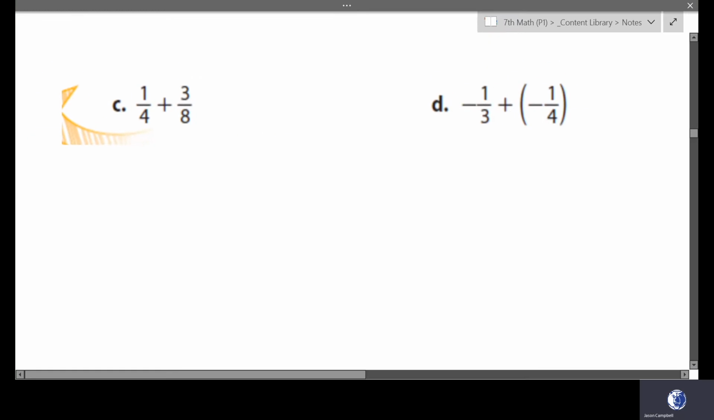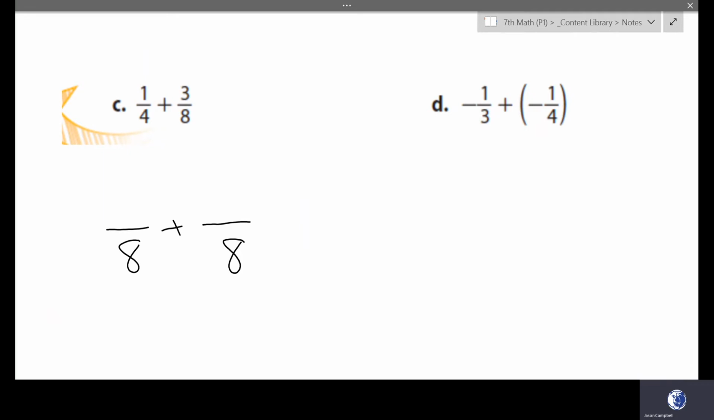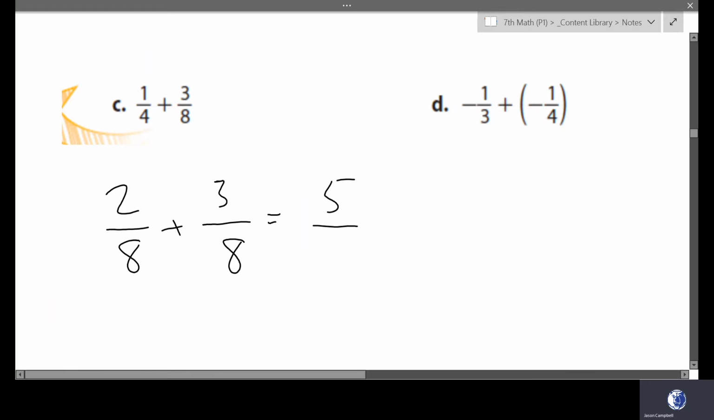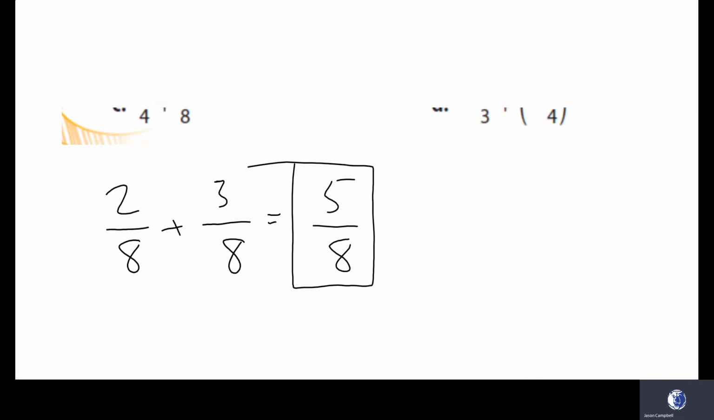Got it C, the common denominator is going to be 8. 1 over 4 turns into 2 over 8, and 3 over 8 can stay the same. 2 and 3 make 5. The denominator stays the same. 5 over 8 was the correct answer.